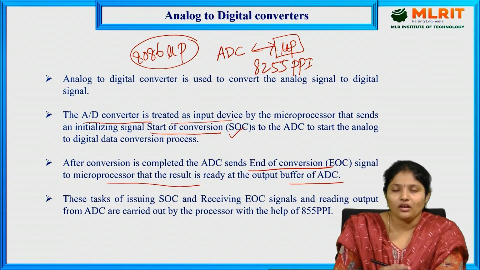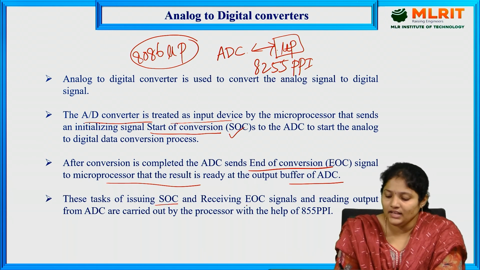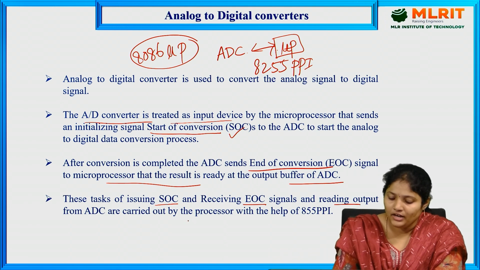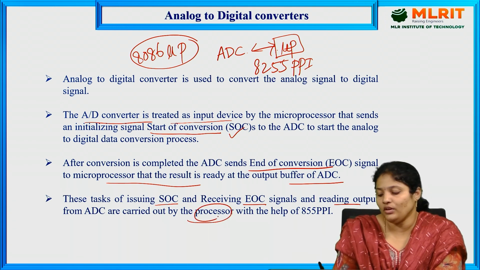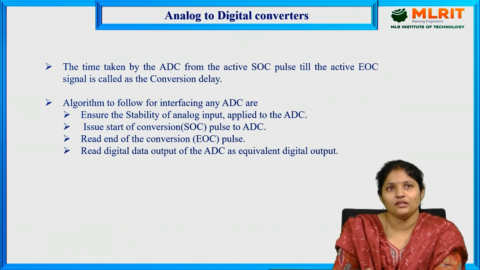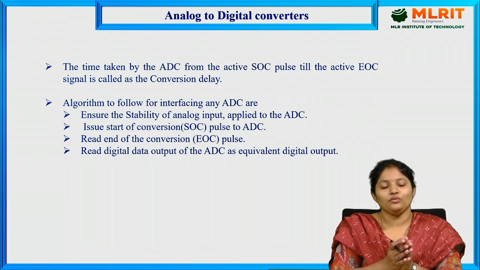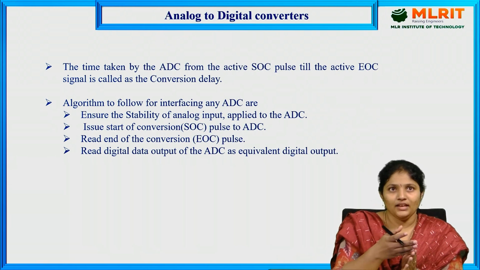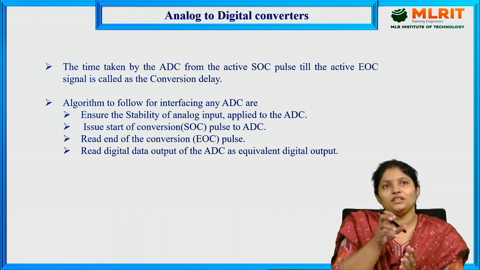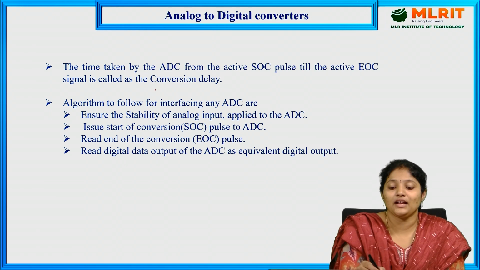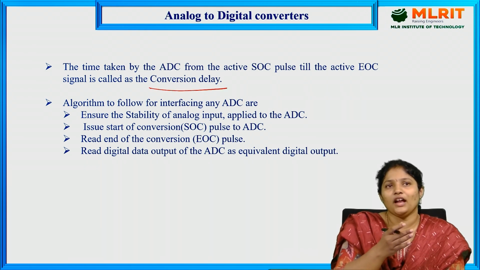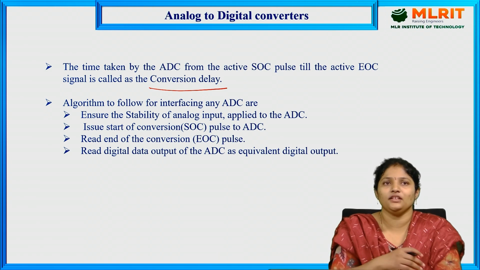This task of issuing SOC, getting EOC and receiving the output is done by the processor using the 8255 PPI, programmable peripheral interface. The time between the SOC signal and the EOC signal is nothing but the conversion delay, which is the time taken for the ADC to convert the given analog signal to the digital signal.